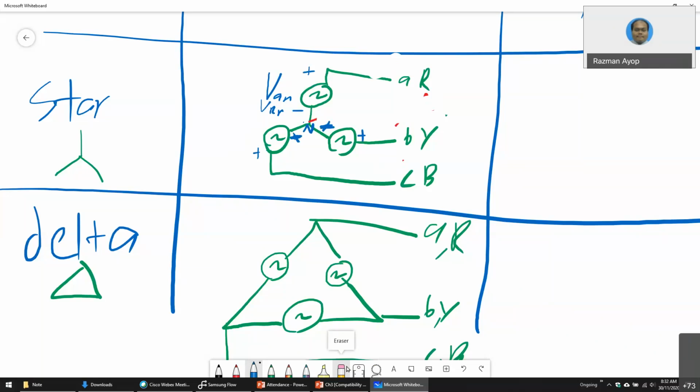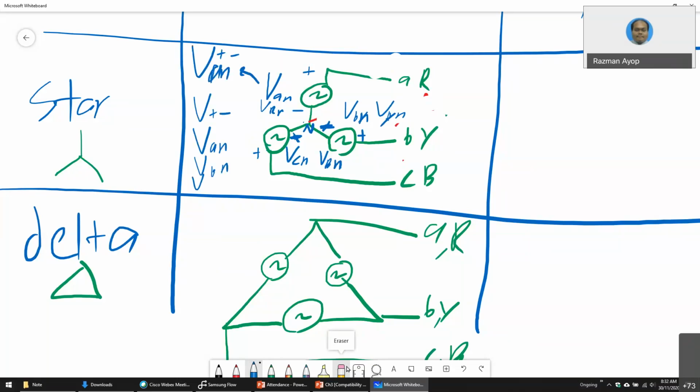This one is positive. So this one is VBN or VYN, or this one is VCN or VBN. Make sure. If you look here, VAN: positive, negative. V positive, negative. So VAN.